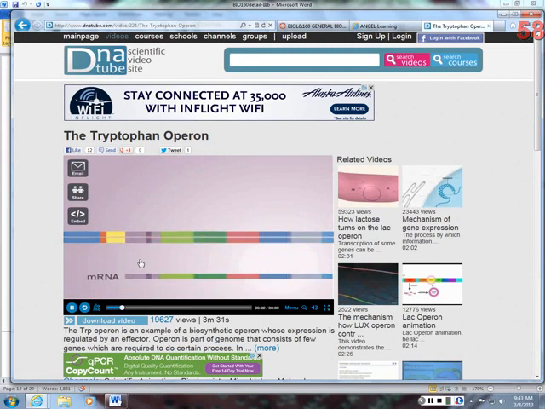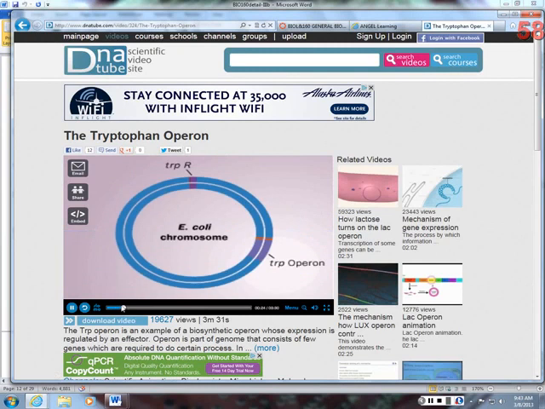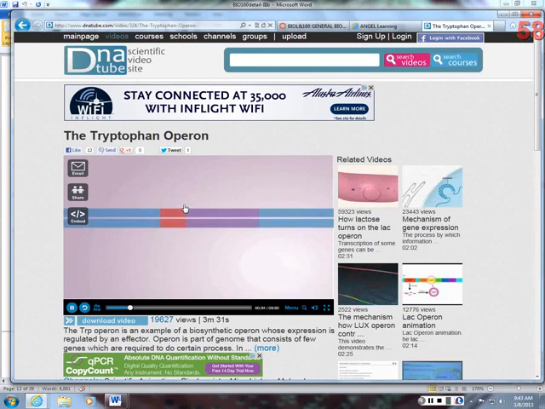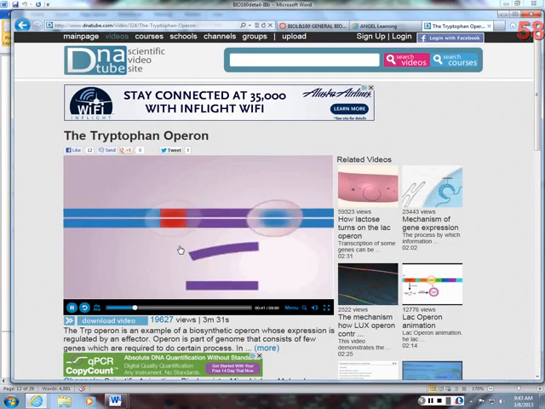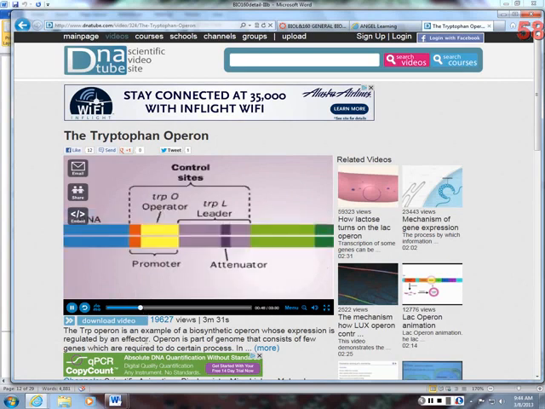So the trp operon is going to regulate the synthesis of the amino acid tryptophan. And it's got 5 genes in there. So you've got structural genes. And you're going to have, so you can see where the tryptophan operon is in there in the circular chromosome, and it's a ways away from it.